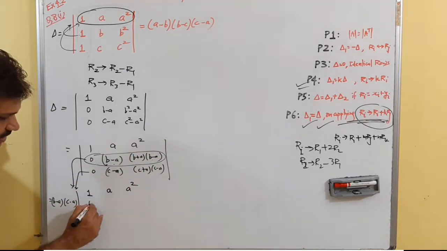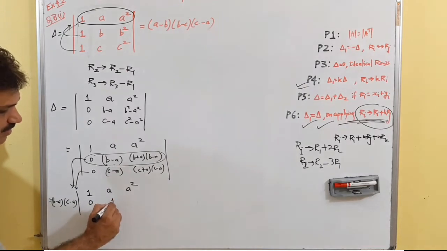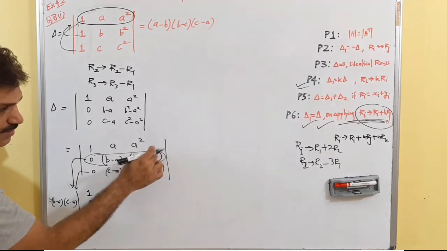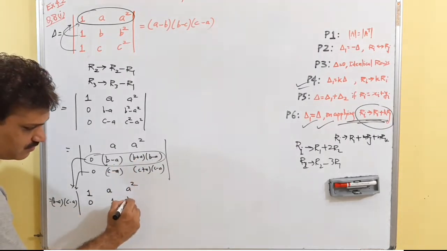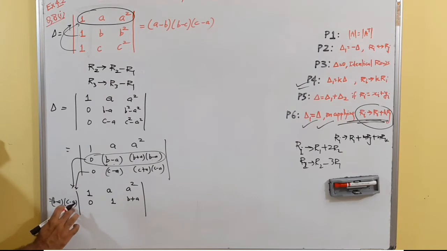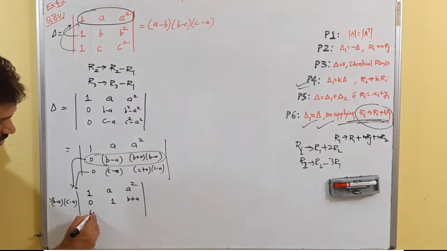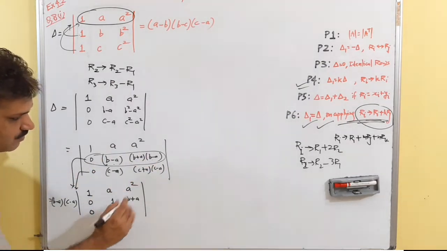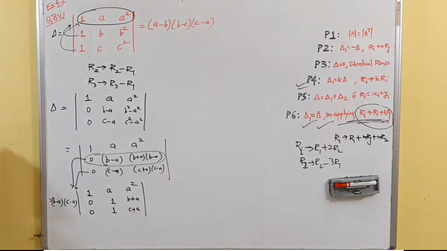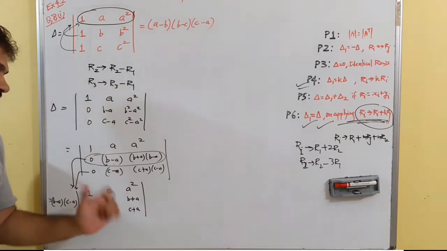So 0 upon b minus a is 0, b minus a upon b minus a is 1, and b square minus a square, when we divide it by b minus a, will be cancelled, so this will give me b plus a. Again here we are taking c minus a common from the third row, so this gives me 0, this gives me 1 when I divide it by c minus a, but we are left with c plus a.